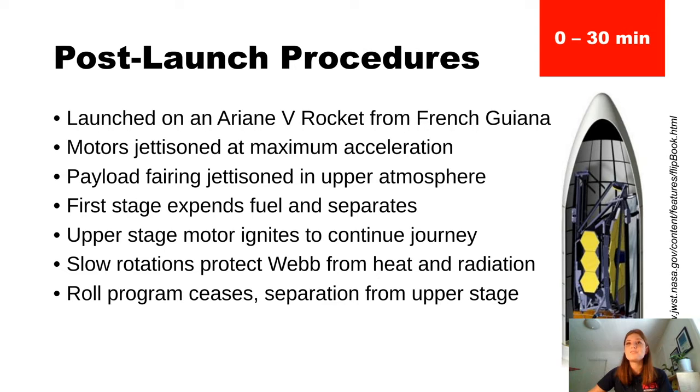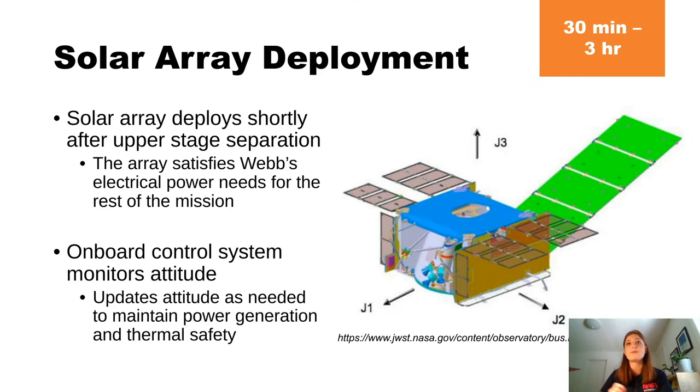Now that the observatory has fully separated from the rocket, it is responsible for getting where it needs to go, and as such, it needs to generate its own power. So the solar array deploys to collect sunlight to convert it into electrical power. And that way, this array satisfies Webb's power needs for the rest of the mission.